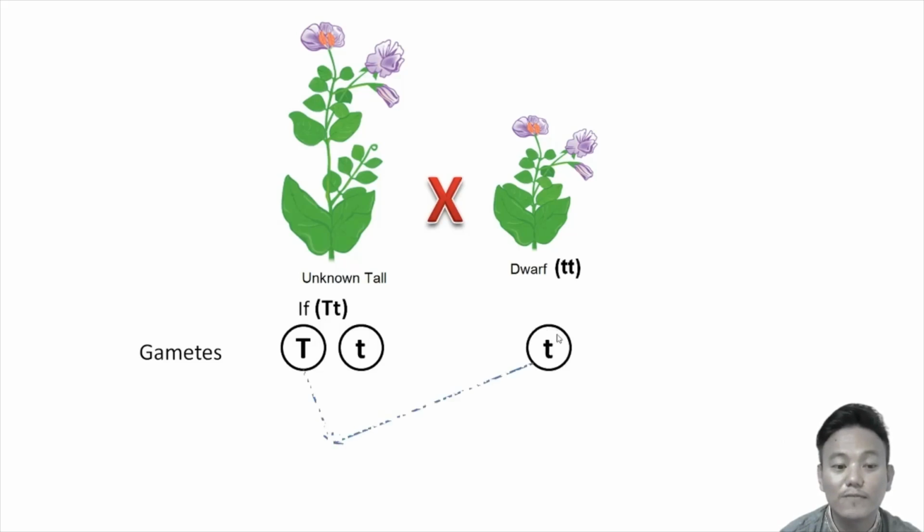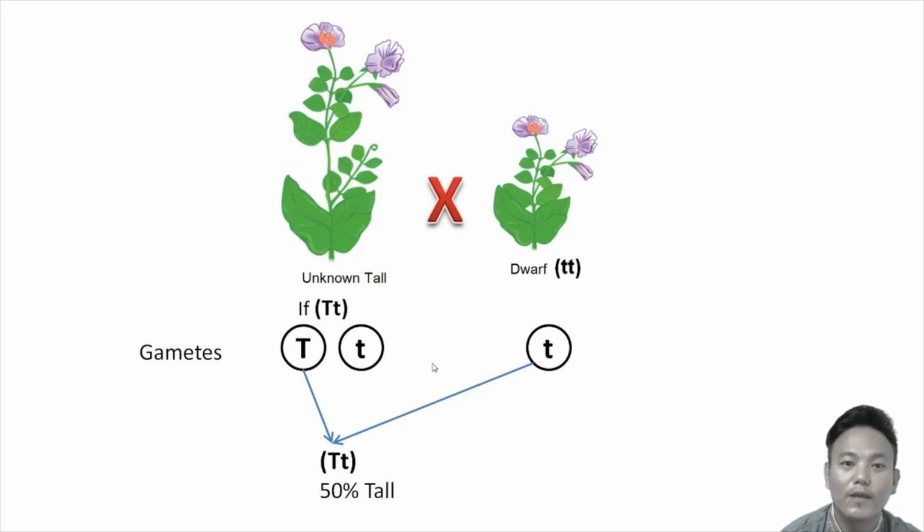So for the resulting fertilization, there are two probabilities. This gamete can fertilize with this gamete, and the resulting plant will be tall. Again, this gamete can fertilize with this particular gamete, and the resulting offspring will be dwarf. So there are two possibilities. There's a 50% chance for the first combination, and the second 50% chance for the other. So it will produce 50% tall pea plants and 50% dwarf pea plants. So now we are getting a ratio of 1:1.